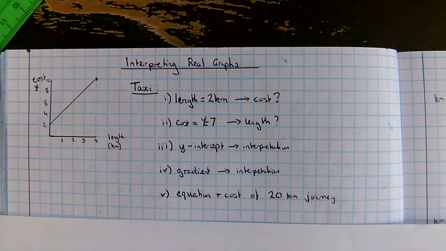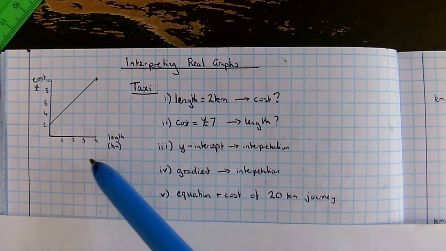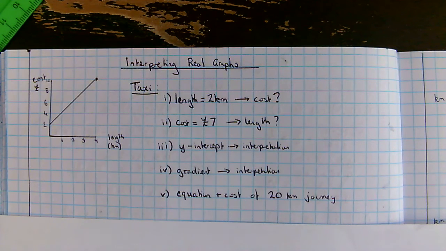The final two skills in this chapter are around real-life graphs, and we're going to look at how we interpret them. Here is an example of the cost of a taxi fare, given as a graph, and some questions that you're asked about it. Normally you need to be really careful about what each square represents, so we're going to have a look at how we do that.